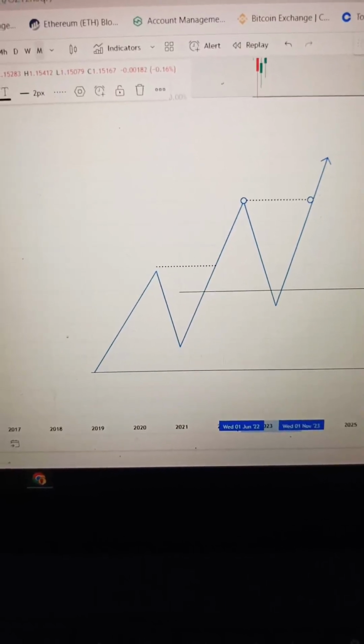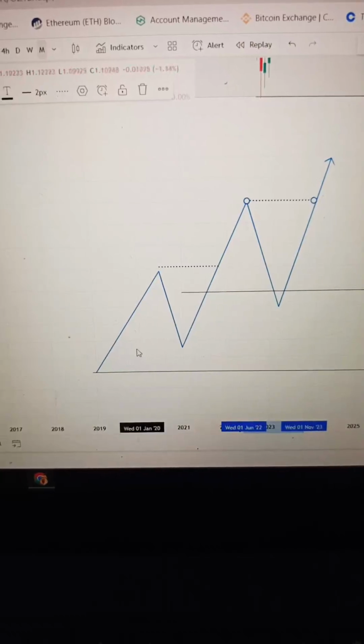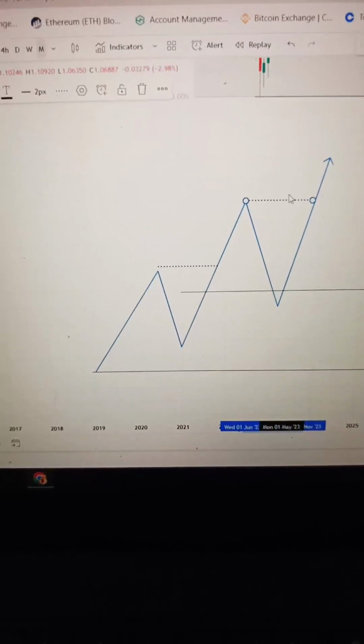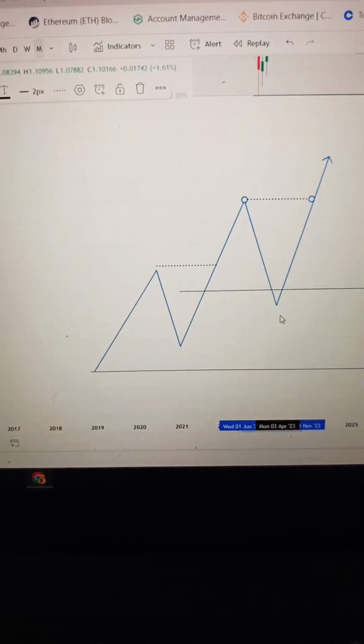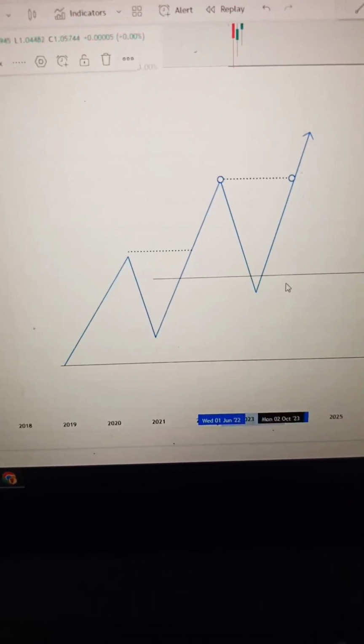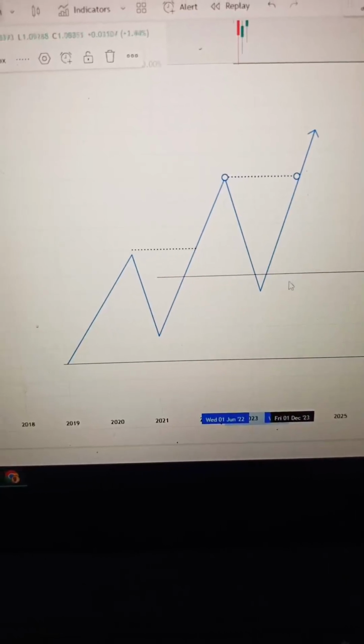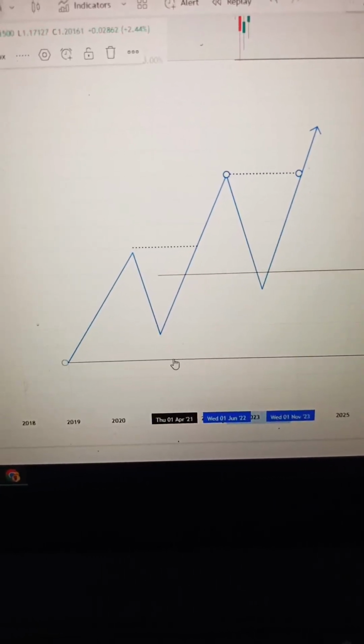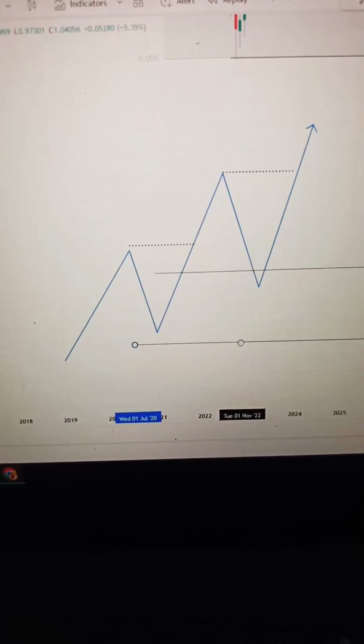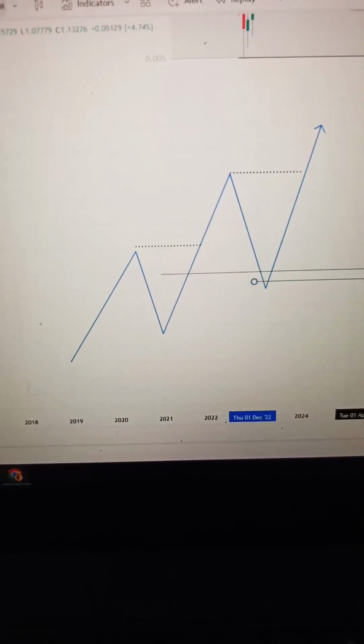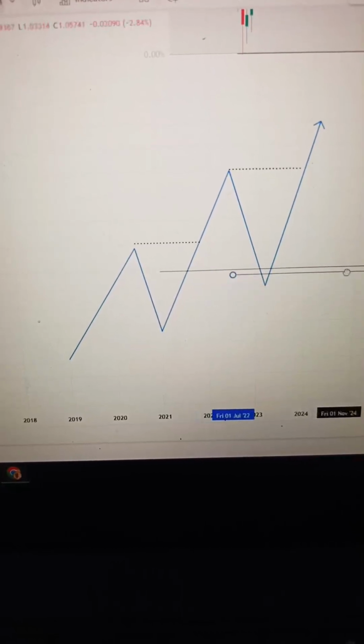Now this is a break of structure. So always, once you know the market has broken, you look at the lowest point. For example, this is the lowest point. Now this becomes your strong zone. And now you create a range.